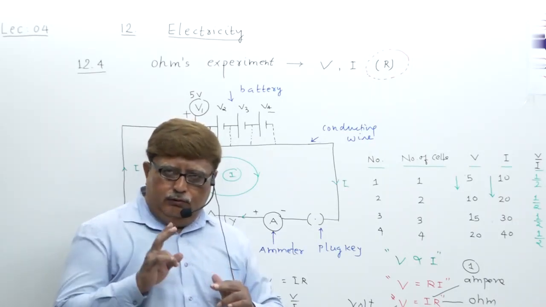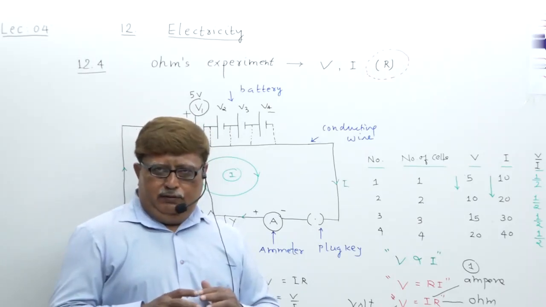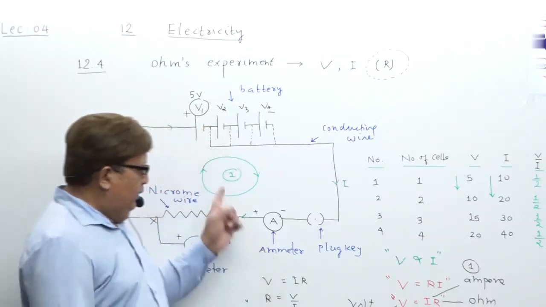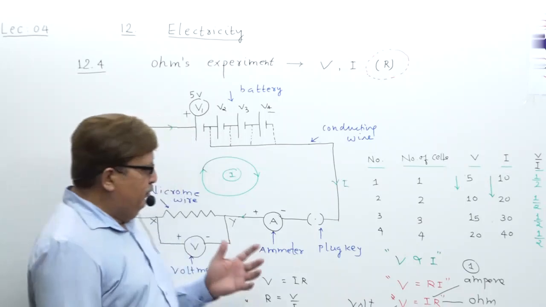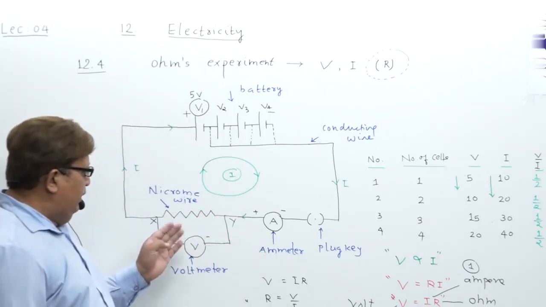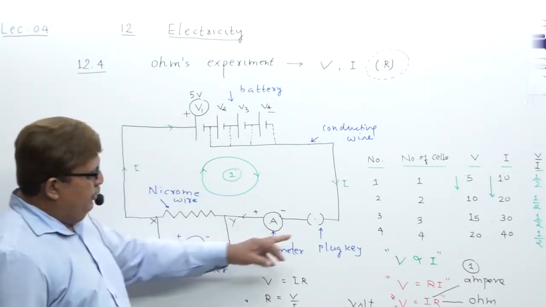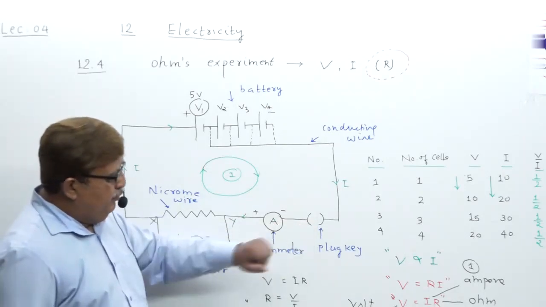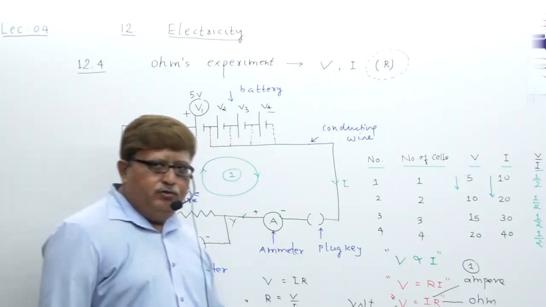The closed path of flow of electric current is known as electric circuit. So many symbols we have shown. This is the symbol of voltmeter. This is the symbol of resistor, ammeter, plug key. This is closed key. If you remove it, it becomes open key. Then battery we have shown.